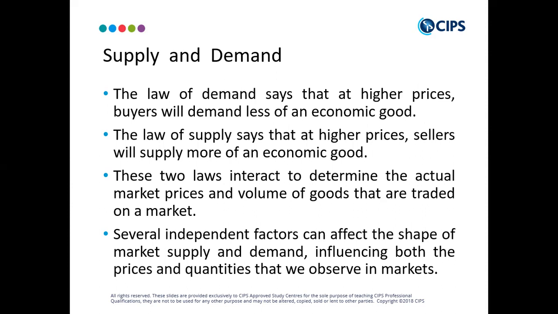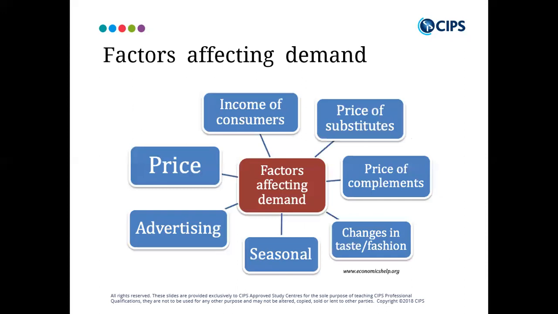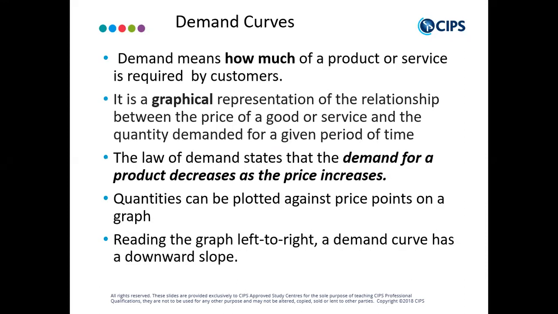Now, several independent factors affect the shape of market supply and demand, influencing both the market prices and quantities that we observe in markets. There are several of them, guys, that affect the shape of market supply and demand. It's not just price and the ones that we talked about. So there's something called a demand curve that I want us to pay attention to. We've talked about what demand is: how much of a product is required by customers.